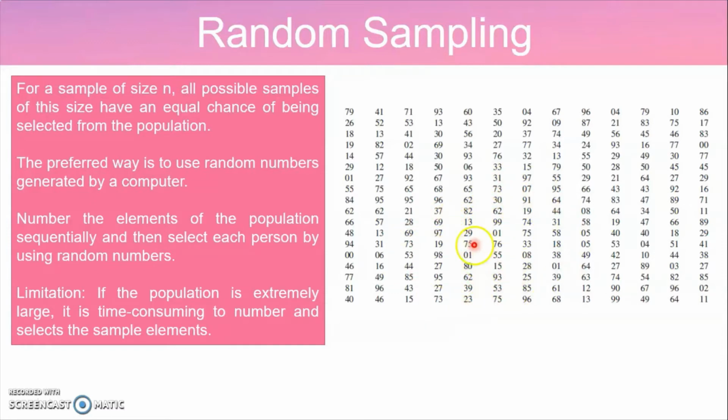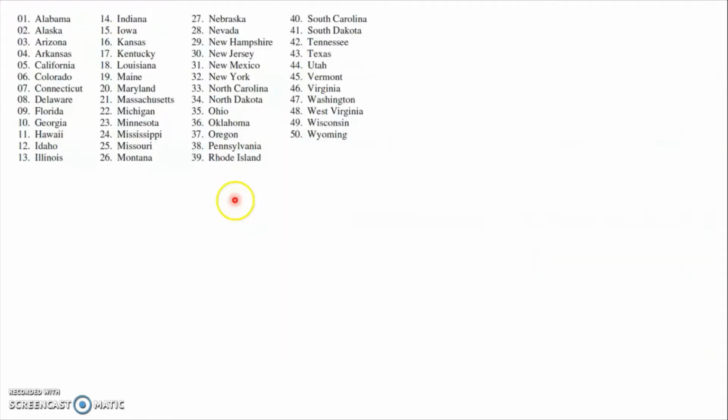So the concept is, first we number the elements of the population sequentially, and then we select each person by using the random number. Later I will show you how to use this random number table. The limitation of using random sampling is, if the population is extremely large, it is time consuming to number and select the sample elements.